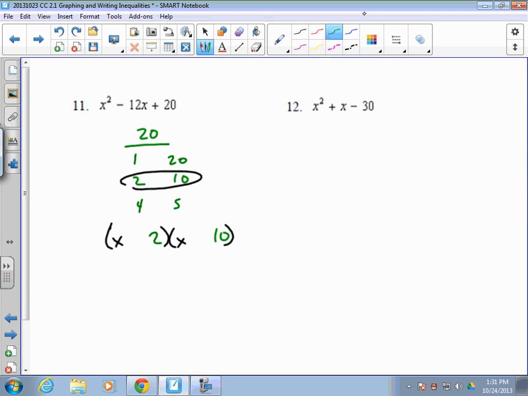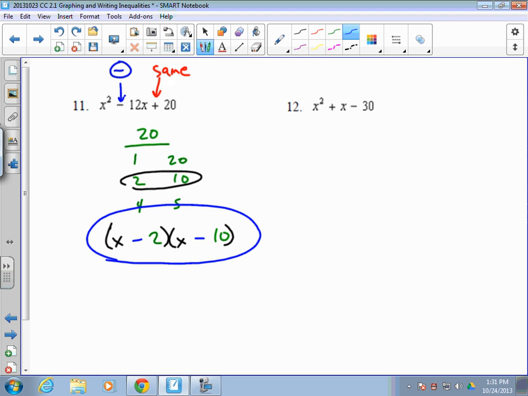Look at the signs in front of them. Look at the sign in front of the c value. It's plus. That tells you that they're going to be the same. If it was minus, they would have been different signs. Then look at the sign in front of the b value. It's negative. Since they're the same, that tells you they're both going to be negative. So x minus 2 times x minus 10.